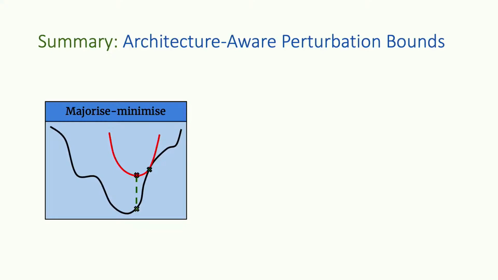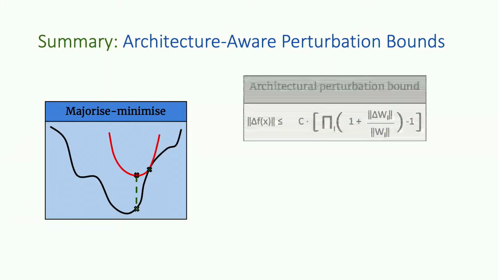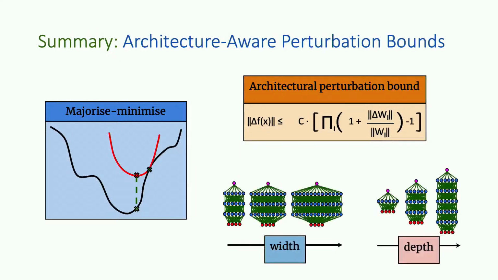Okay, so to summarize the first part of this talk, I presented to you a way of developing architecture-aware perturbation bounds. They're based on exploiting the majorize-minimize framework, which of course is not the only way to design optimizers, but it is a fairly general way. If you have an optimization technique that doesn't fit neatly into the majorize-minimize framework, these ideas may not capture everything you care about. And then we developed these architecture-aware perturbation bounds that allow you to analyze how perturbation analysis can adapt as we change the width and depth of the network.